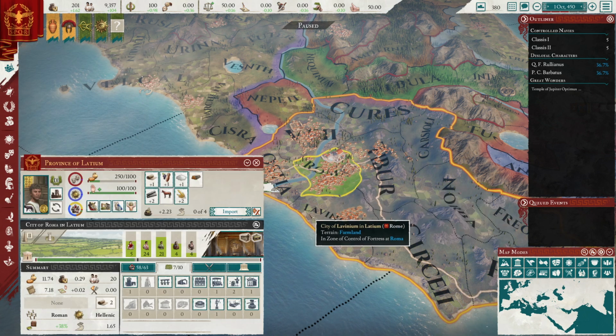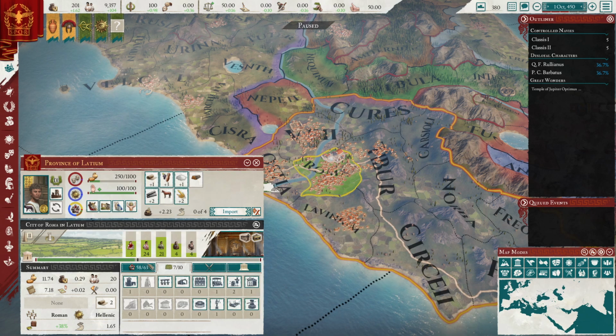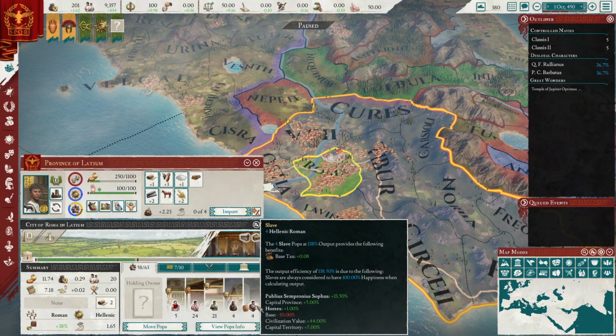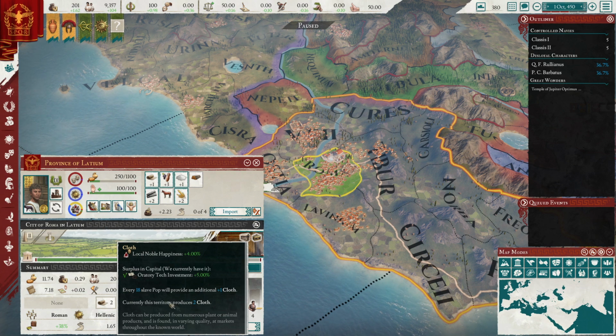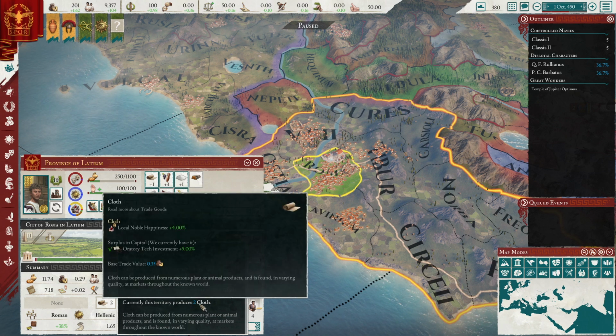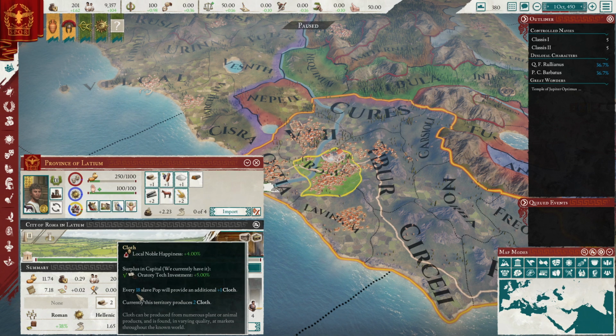Now, to even have these to begin with, you need, generally, slaves. If we hover over here, you could see slaves are what produce things. Every 18 slaves in Latium will produce an additional cloth. We make 2 cloth. We have enough slaves to produce this current amount. Having a city, having certain buildings can buff up the amount of slaves you need and the base resources that you produce.